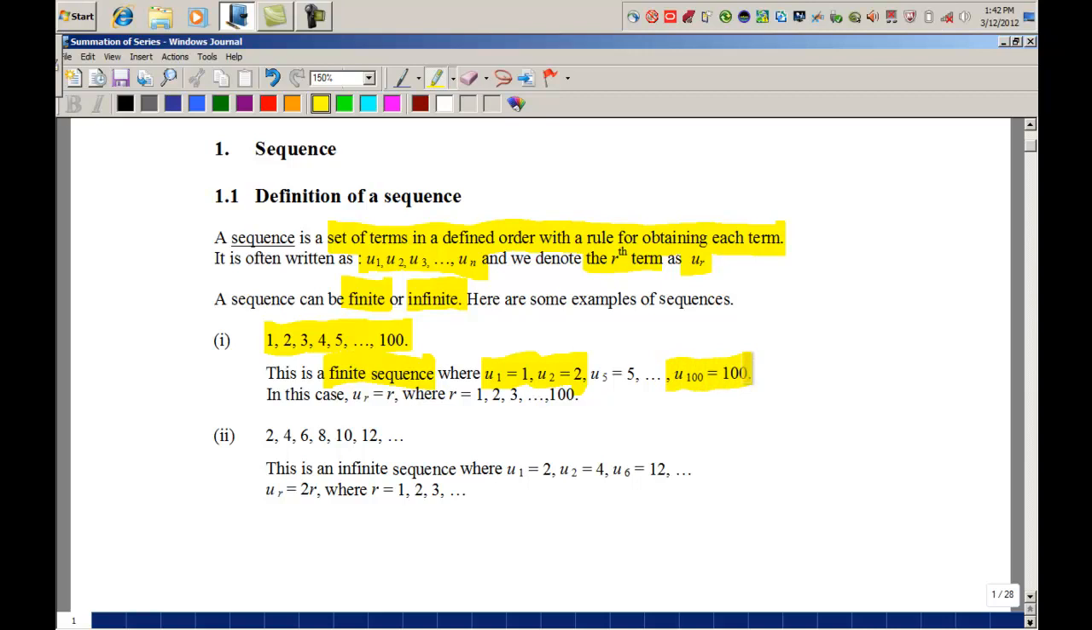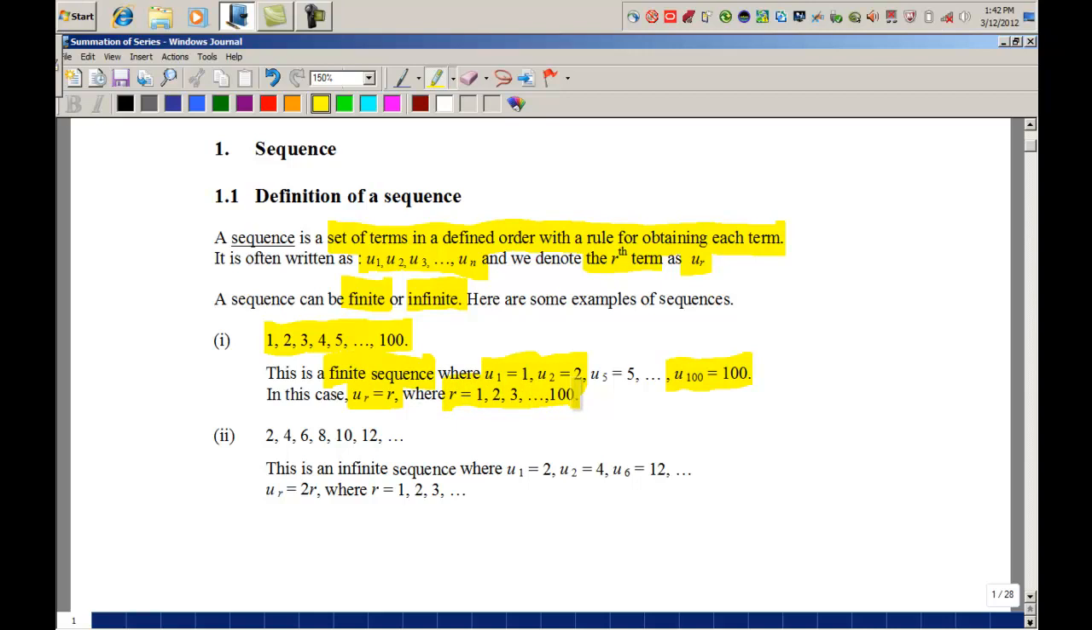Now we are often required to write down the rth term of a sequence. In this particular case, UR can be written as just R, where R is 1, 2, 3, all the way to 100.